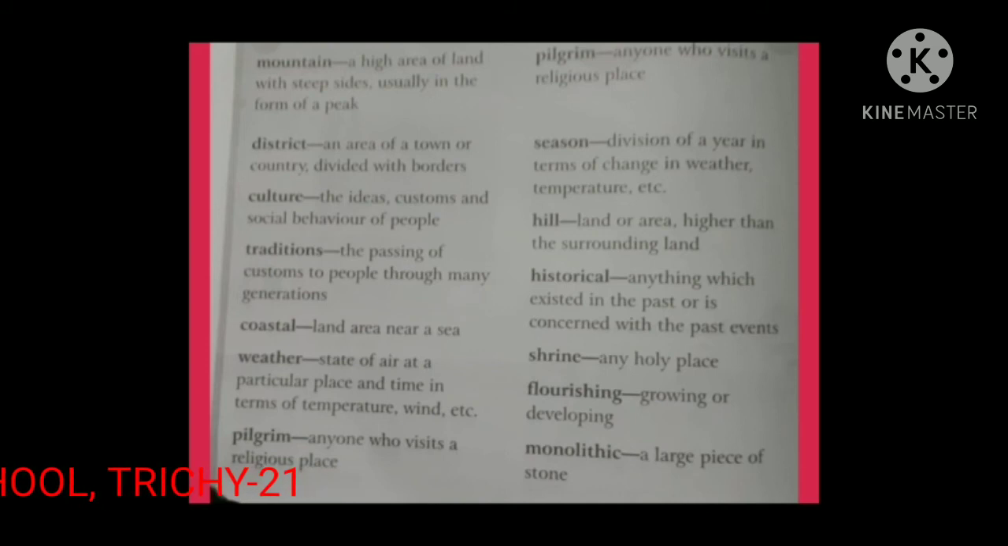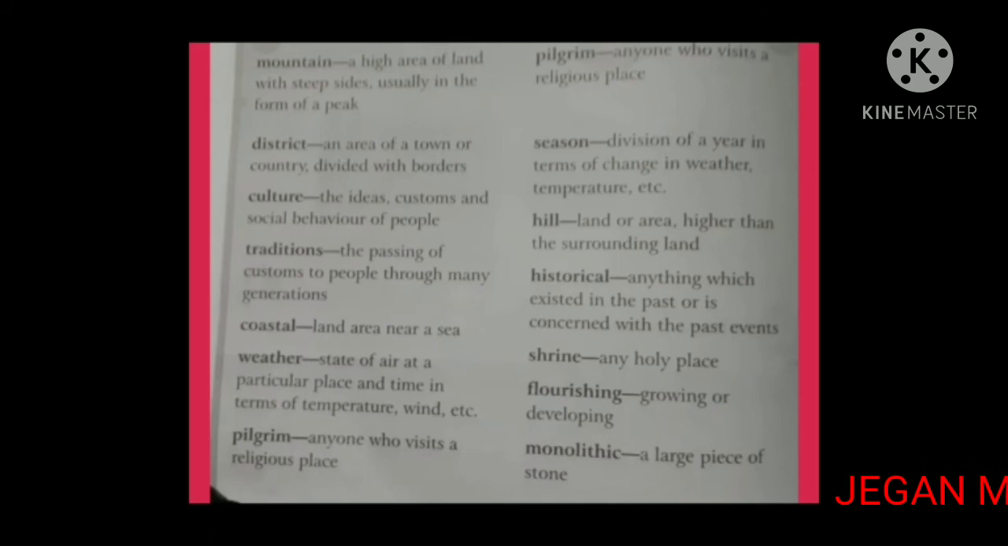Traditions, the passing of customs to people through different generations. Coastal, land area near a sea. Weather, state of air at a particular place and time in terms of temperature, wind, etc. Pilgrim, anyone who visits a religious place. Season, division of a year in terms of change in weather, temperature, etc.